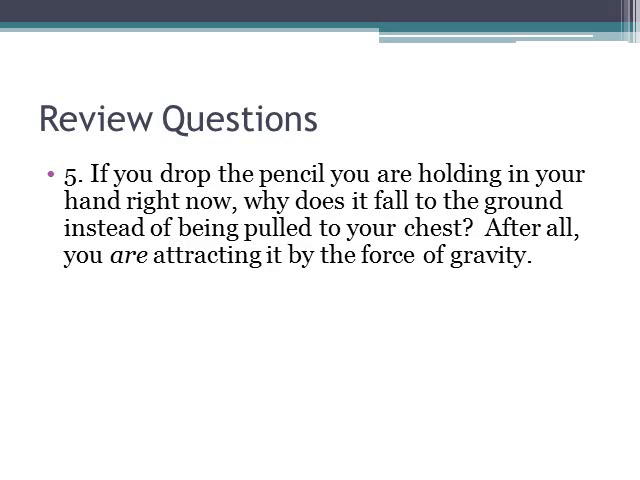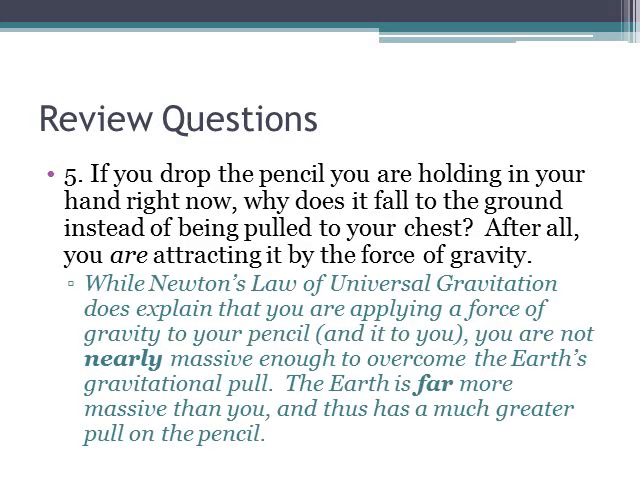Hopefully, in your thinking here, you were thinking about those two factors that affect the force of gravity between two objects, and in this case the important factor is the mass. So while Newton's law of universal gravitation does explain that you are applying a force of gravity to your pencil and it to you, you are not nearly massive enough to overcome the Earth's gravitational pull. Obviously the Earth is far more massive than you. It has way more mass than you do. And so its gravitational pull on the pencil is much larger than your gravitational pull on the pencil. So that's why if you drop the pencil, it falls to the ground or to the table or whatever it happens to land on instead of flying to your chest.